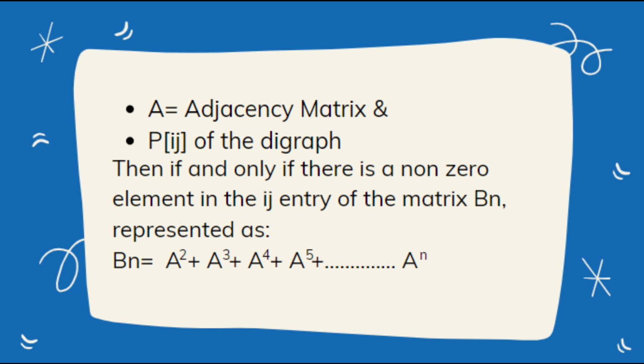As we have studied in the previous seminars, everyone knows what an adjacency matrix is. So, A is equal to the adjacency matrix and P of ij is the digraph. Then, if and only if there is a non-zero element in the ij entry of the matrix Bn, where Bn is represented as A plus A square plus A cube plus A raised to 4 plus A raised to 5 and so on till A raised to n. Over here, A is the adjacency matrix. And to solve this problem, we'll take an example diagram.